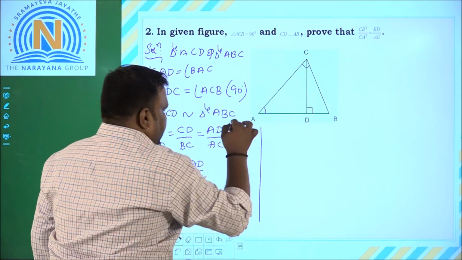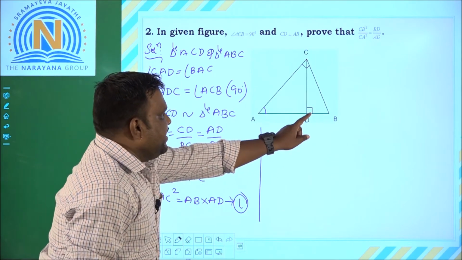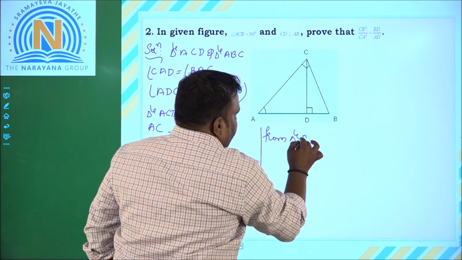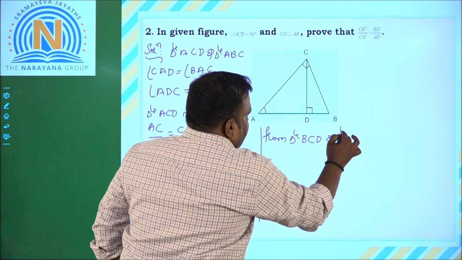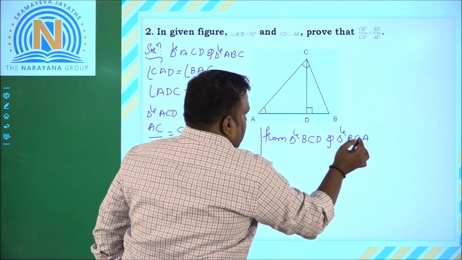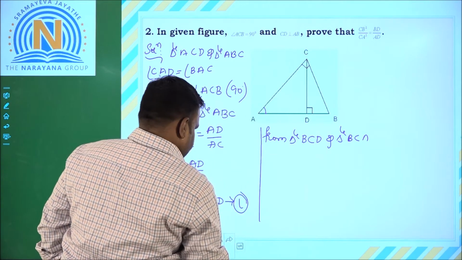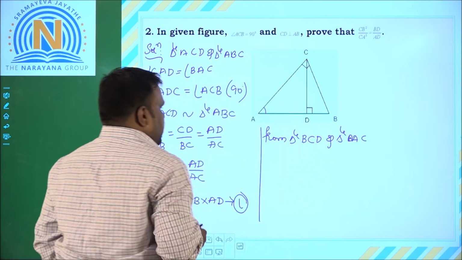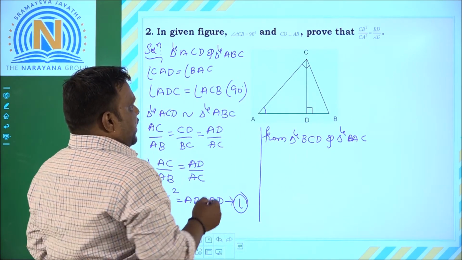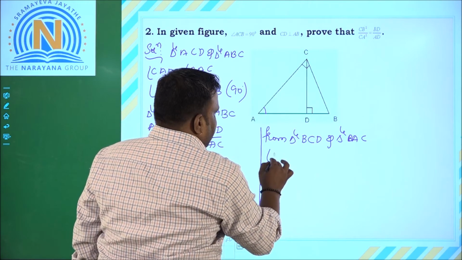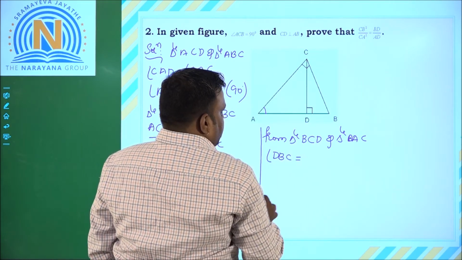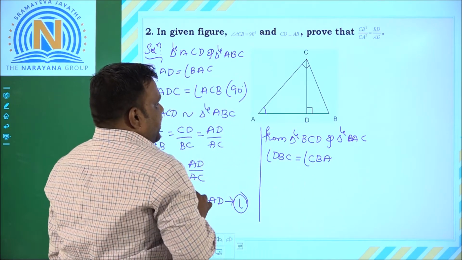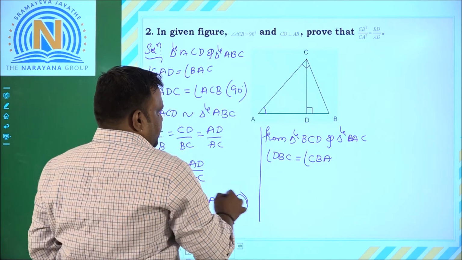Now in the same way, consider second part. That means consider triangle BCD and triangle BAC. Now in this case, if you observe properly, here angle B is common. That means angle DBC is equal to angle CBA, that is common angle. And the next part, angle BDC.